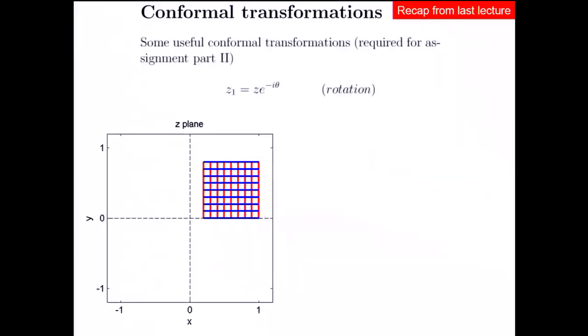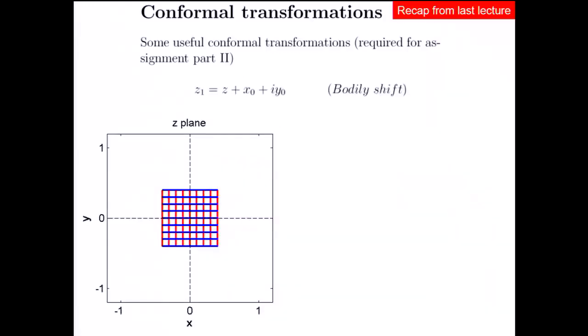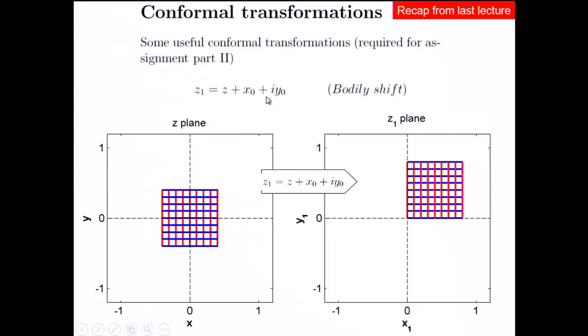Okay, so these are just some of the examples we are going to need in the following part of the lecture. These are some basic conformal transformations we'll use. This is just a simple rotation. We rotate this group of lines by an angle theta, and this is the shift. We can shift this group of lines in the x direction and y direction using this equation. Okay, this should be straightforward.